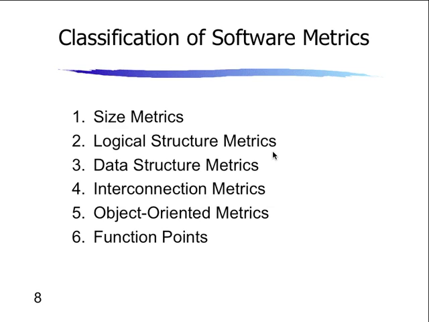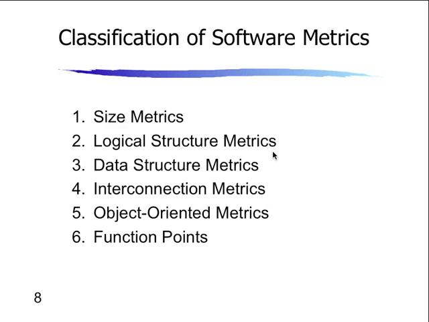Here's some classifications of software metrics. We have size metrics, measuring the size or the amount of effort it takes to build something. Logical structure metrics, which are going to get at the complexity measurement. Data structures, complexity again. Interconnection metrics. The more interconnections you have with the software, the harder it is to implement, and the harder it is to test it and maintain it.